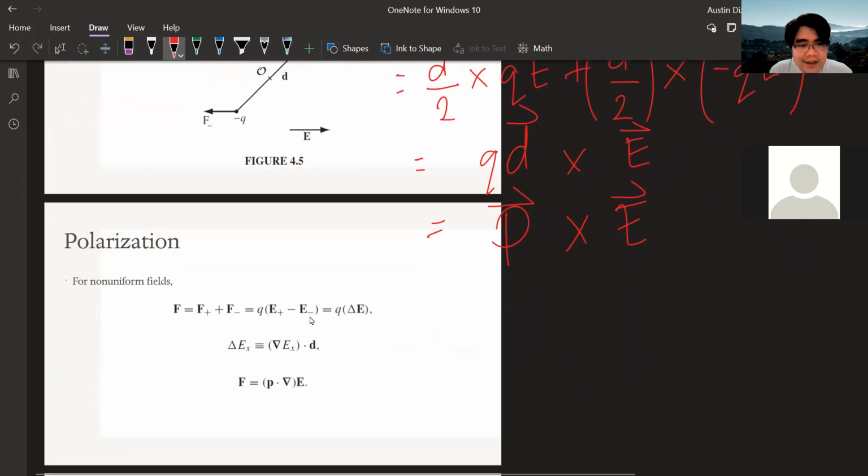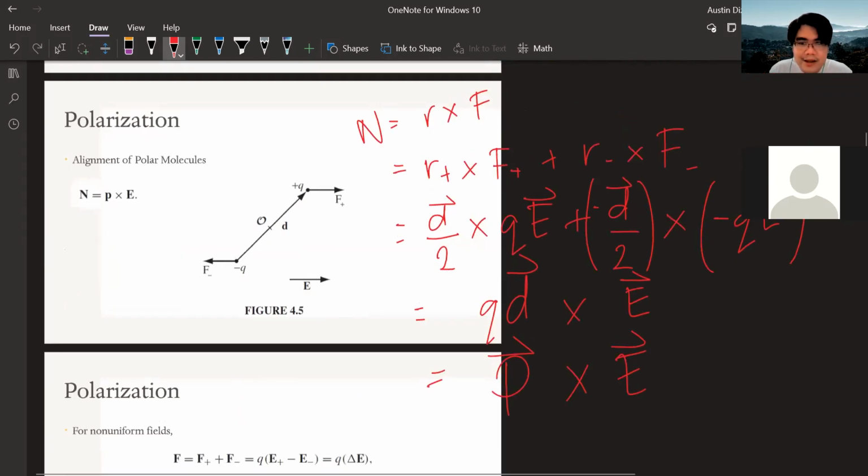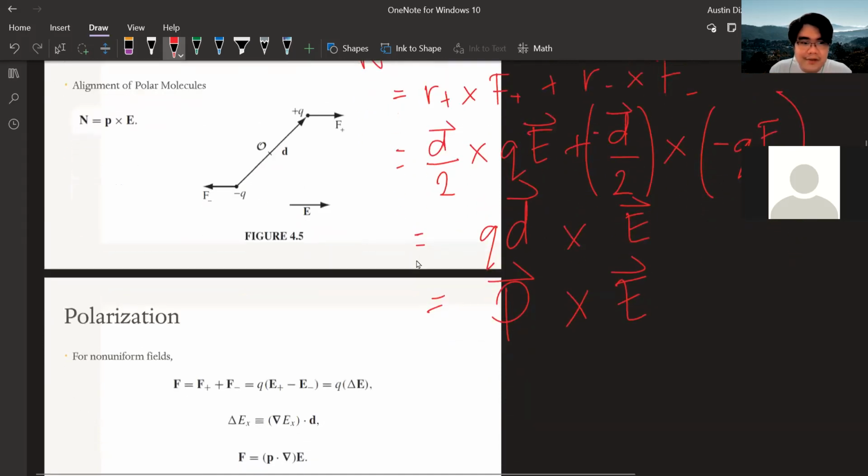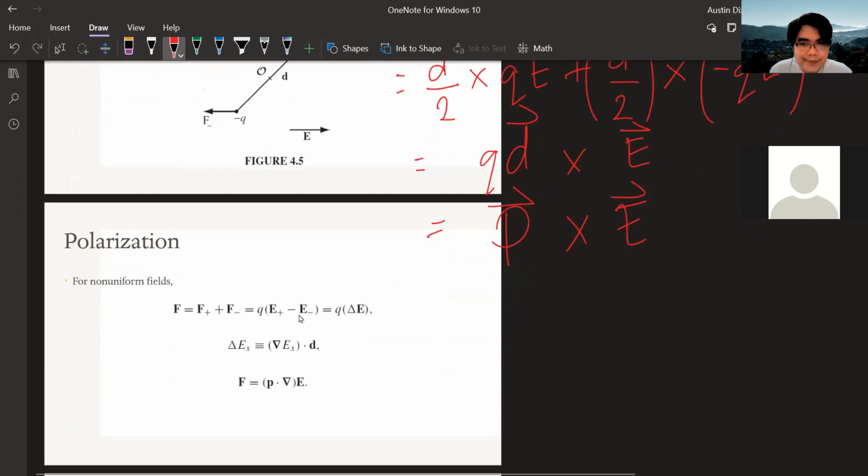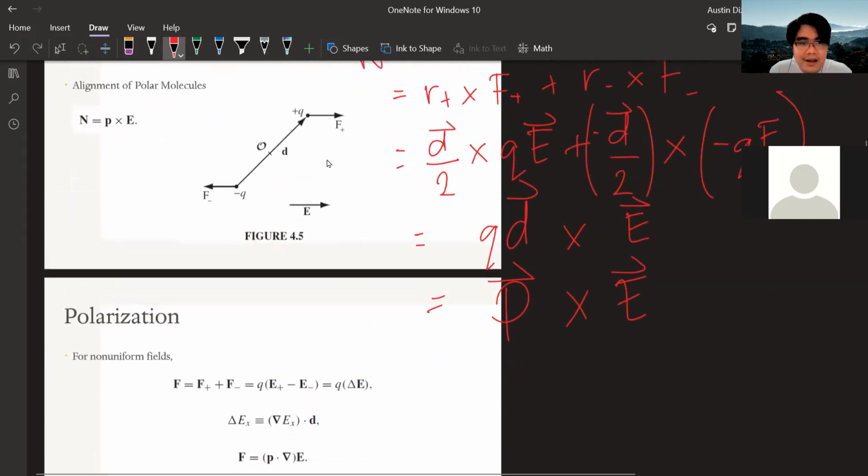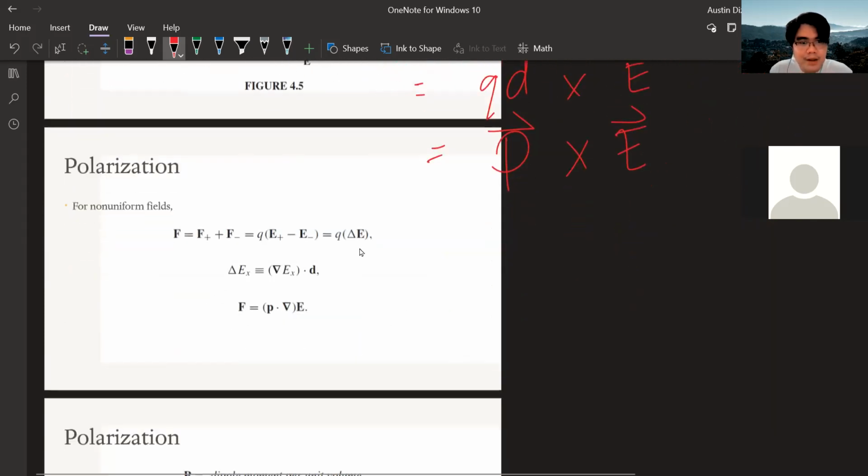Tapos, different yung fields nila, di ba? Okay. So, E plus minus E minus. So, yung magkaiba ng direction nito, guys, lagi, di ba? Pansin nyo dito, negative yung F natin. Okay. Dito, positive F. So, kaya siya negative dito. Okay? So, when that happens, there's a delta E that is produced. So, the difference between the different fields acting on the two charges. Okay?